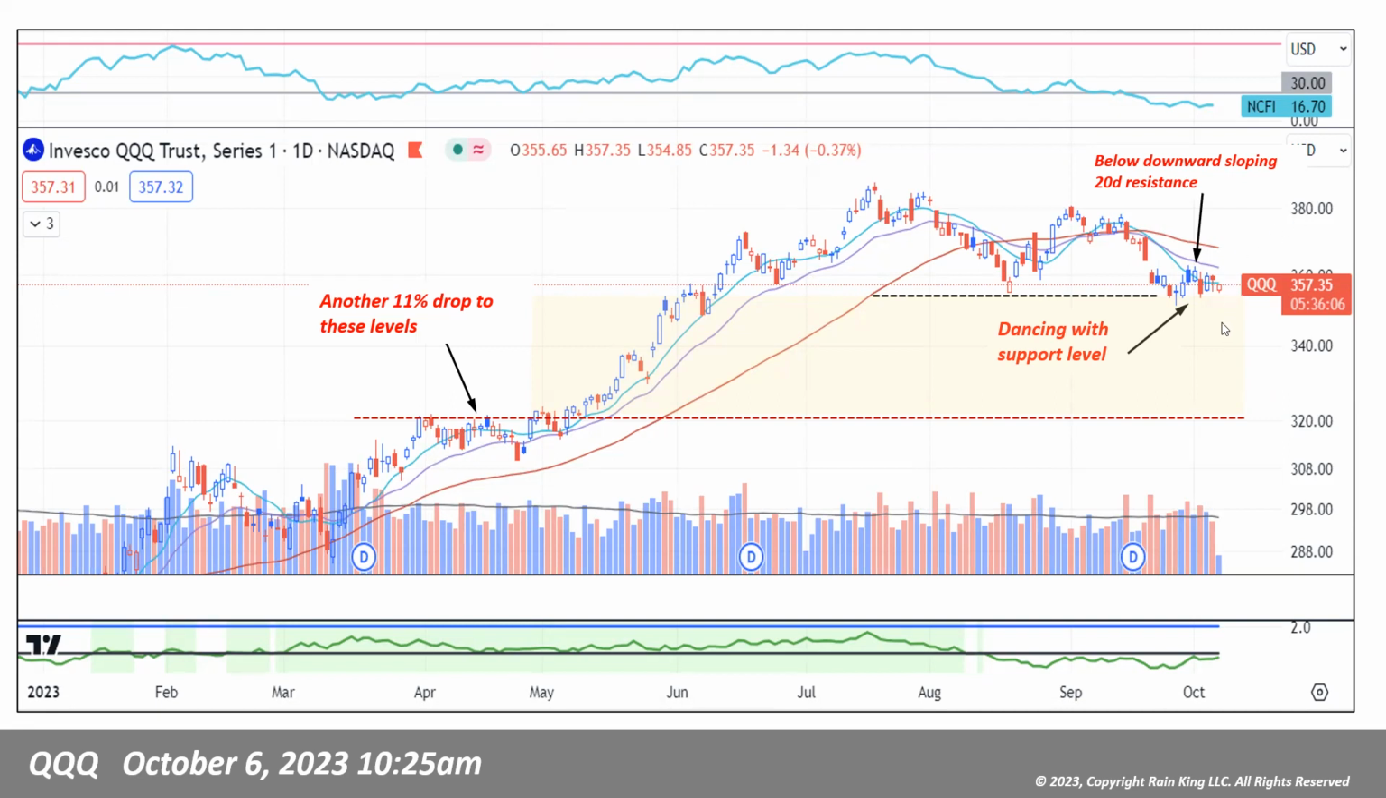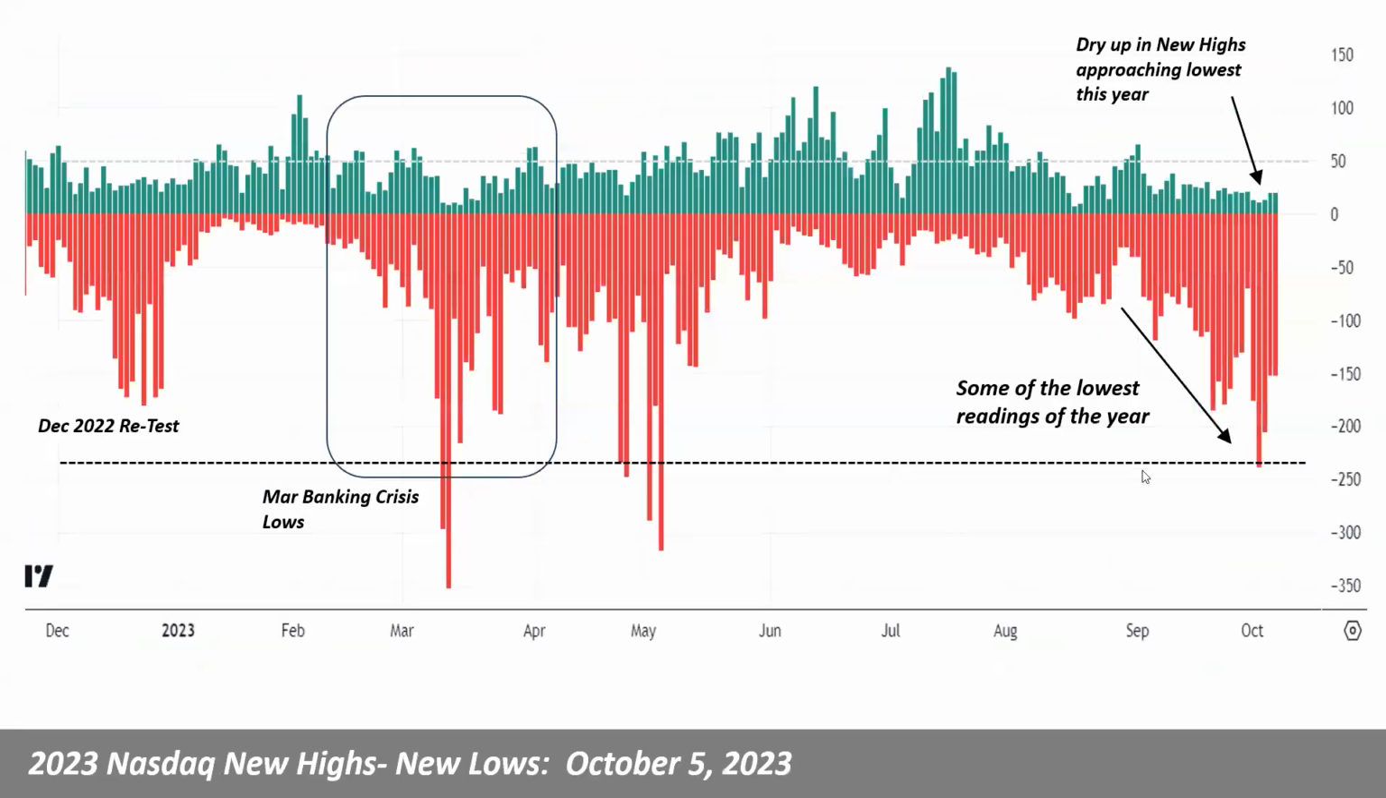If this support level were to break, this shaded area in orange, you can see there really is no support all the way until you get down to this 320 level in the Qs, which is approximately another 11% drop. So we'll have to see how it plays out.